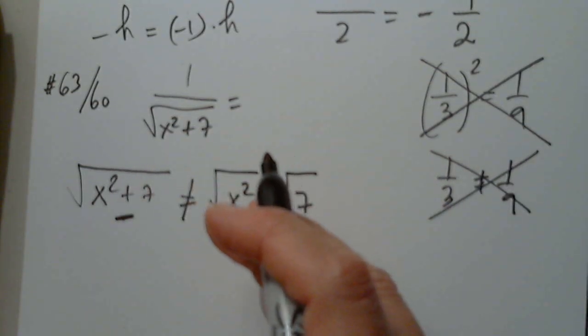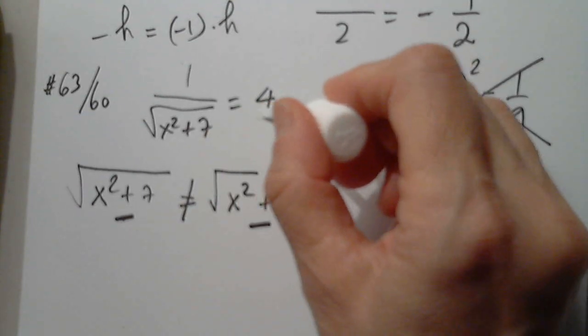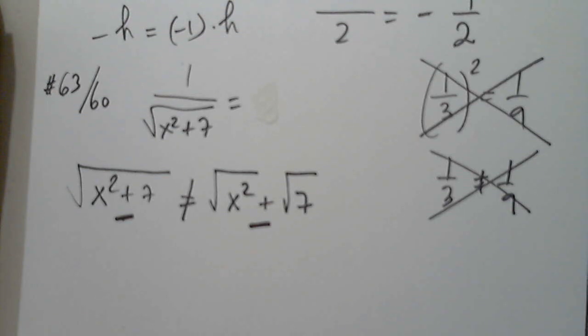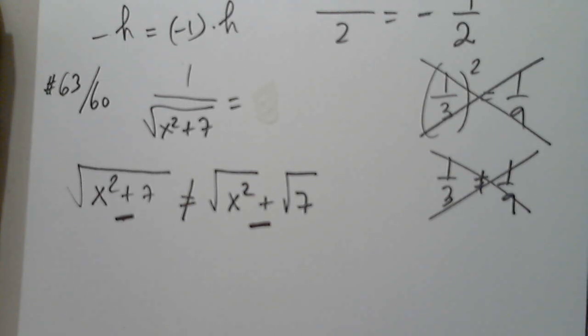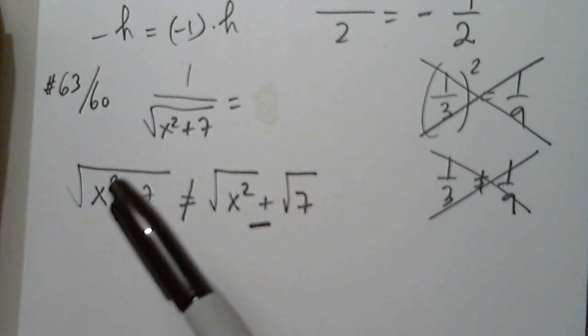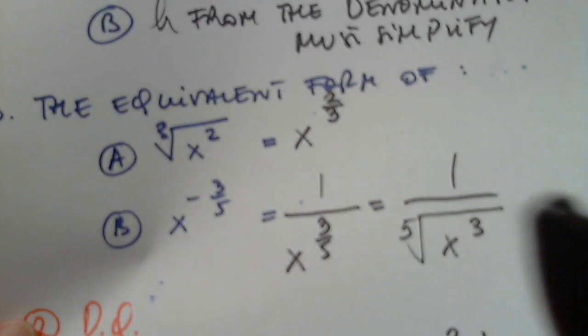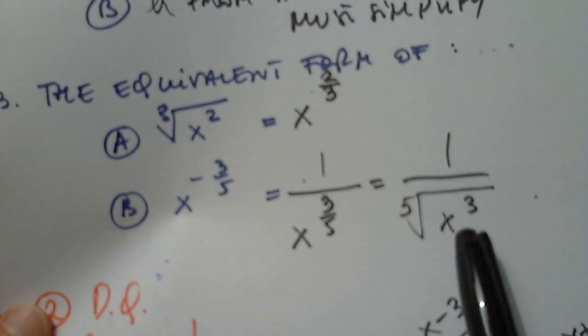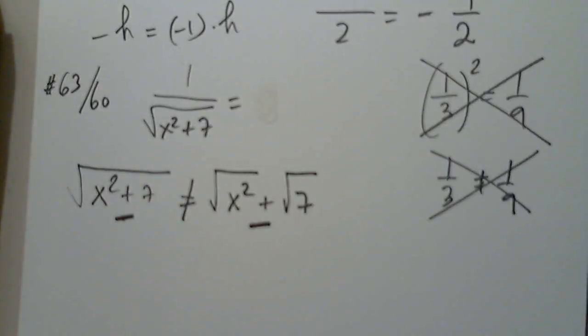I can square if I have an equation. If this equals 4, then I'm allowed to square both sides. Yes, but I can't square a quantity. I can square both sides of an equation, but not a quantity. We are only asked to write the equivalent expression of this. We're not asked to solve. We're not asked to find the domain. We're not asked to do anything. We're only asked to write the equivalent expression like we just did a minute ago. This turned into this, and this turned into this. So we're given this, and we want to turn it into this. So how do we do that?